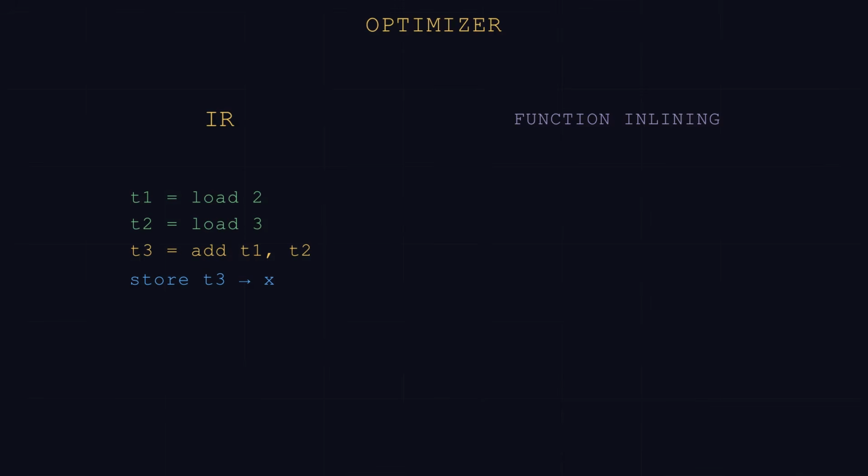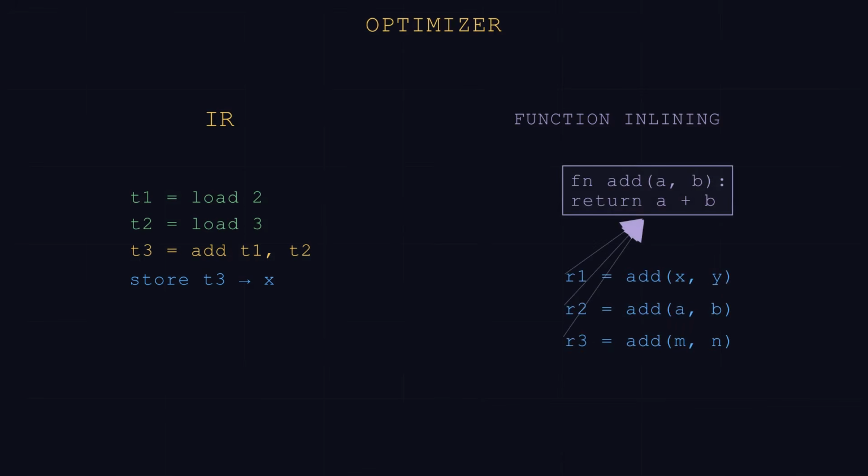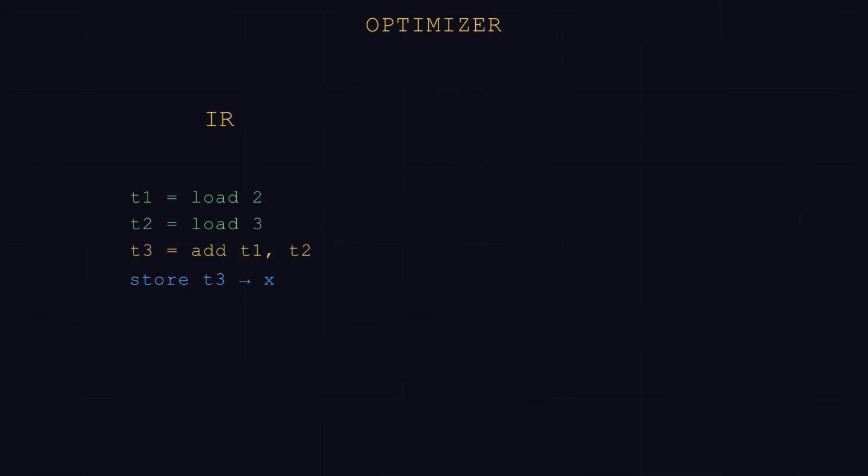Then, function inlining. If you call a tiny function a million times, the overhead of the call itself, pushing arguments, jumping, returning, can cost more than the actual computation. So the optimizer copies the function's body directly into the call site. No more call overhead. The function dissolves into the code that uses it.